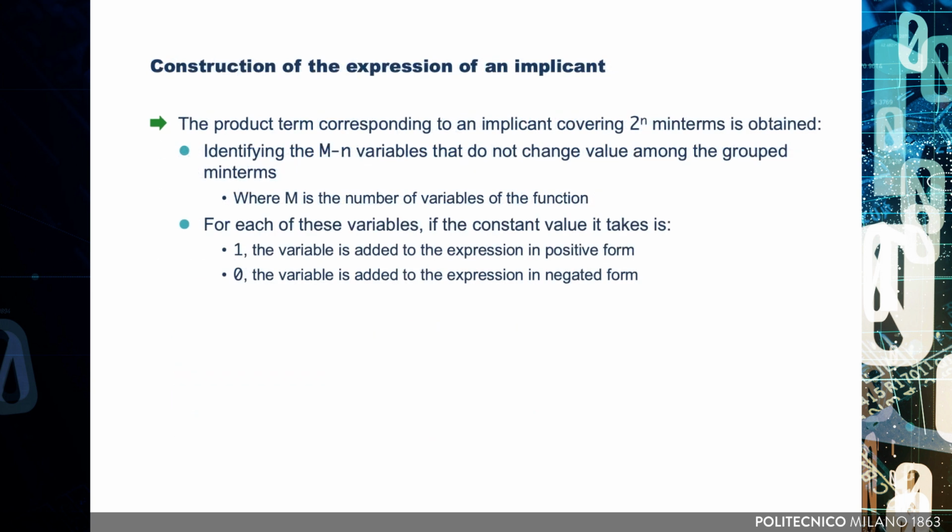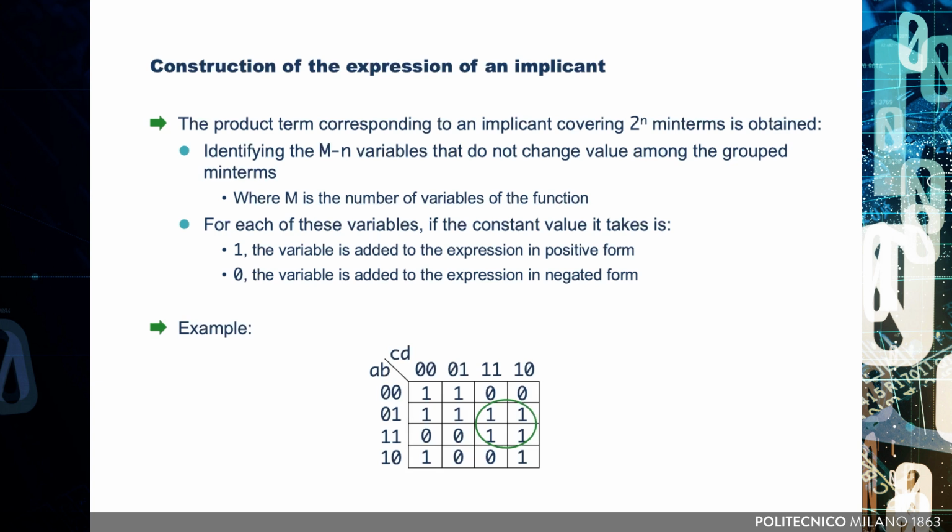Once an implicant is identified, we need to write the corresponding product term expression. The procedure is as follows. Consider an implicant that covers 2 to the power of n minterms for a function with m variables. Identify the m minus n variables that do not change value between the minterms in the grouping. For each of these variables, if the constant value it takes is 1, the variable is added to the expression of the product term in its positive form. If it is 0, it is added in its negated form.